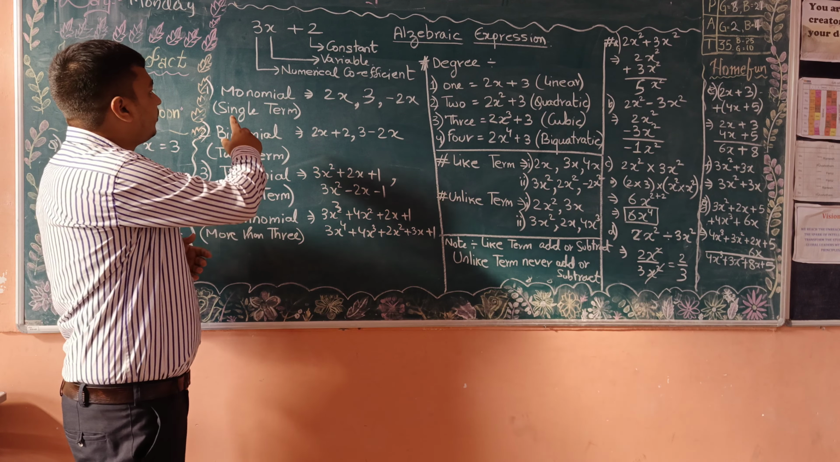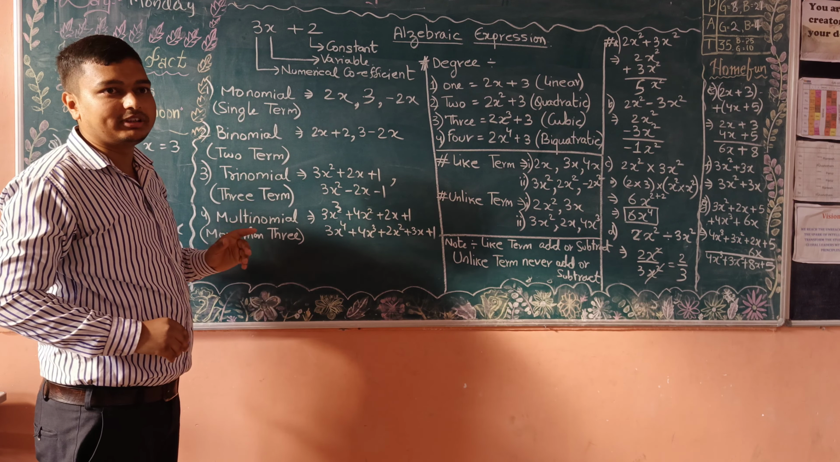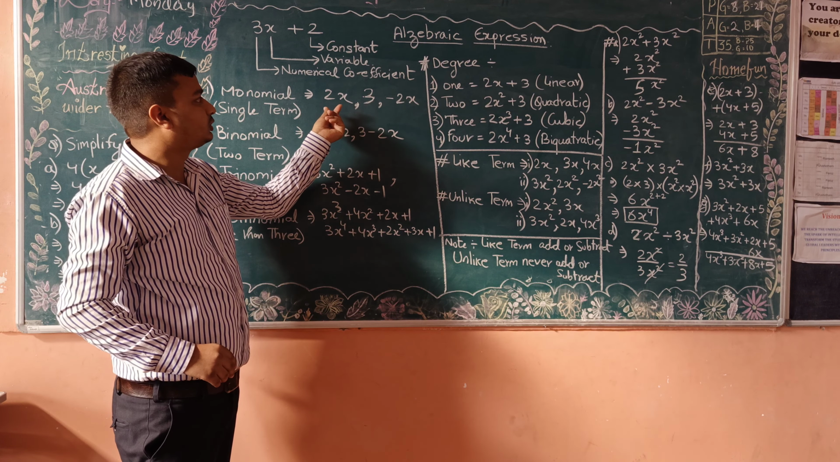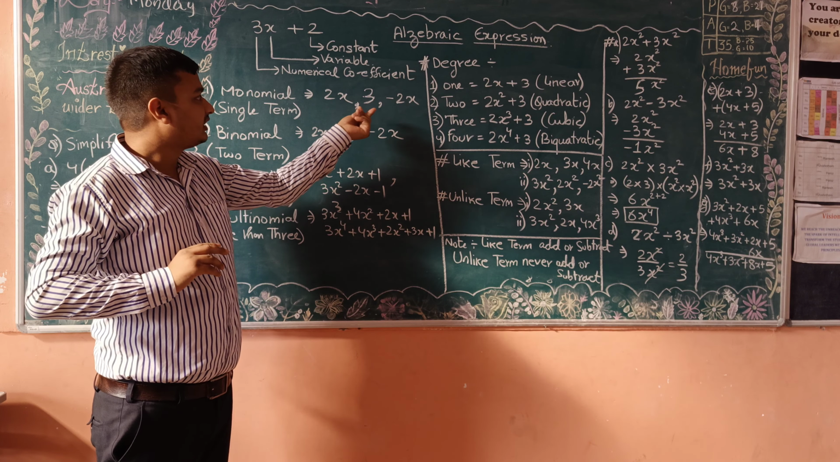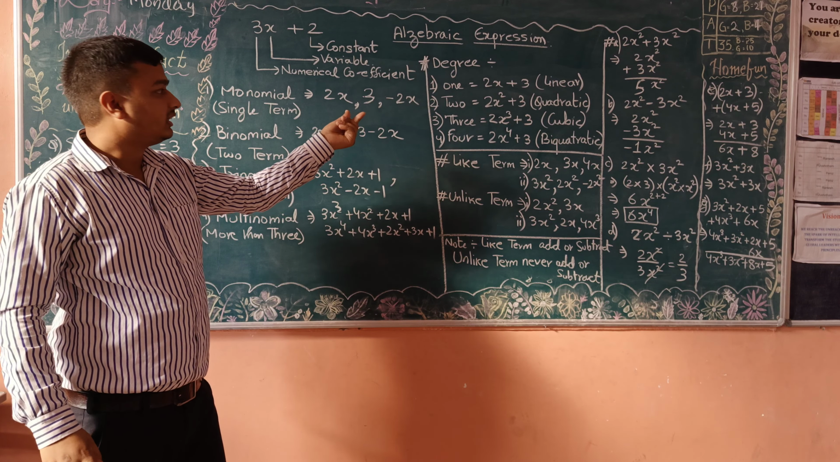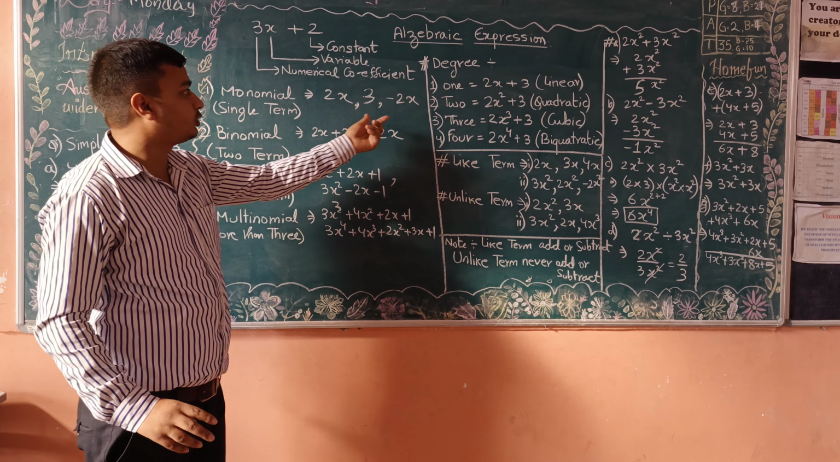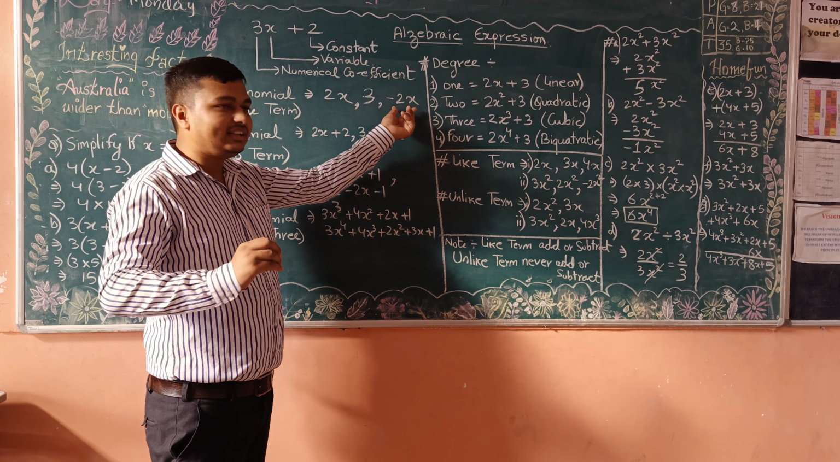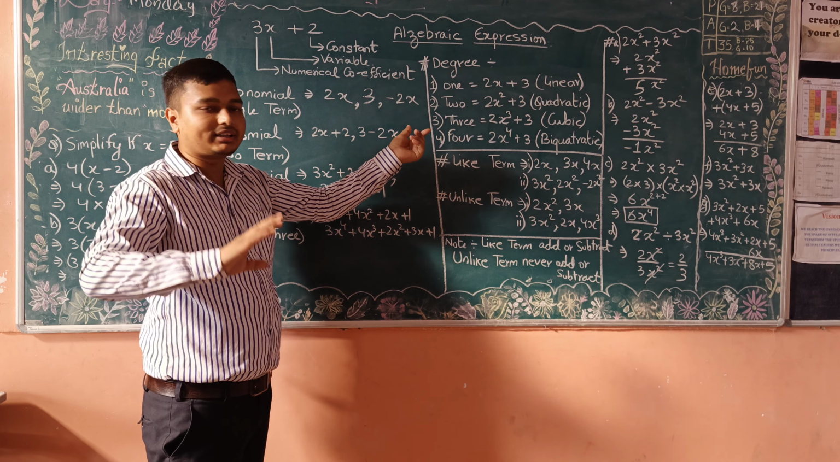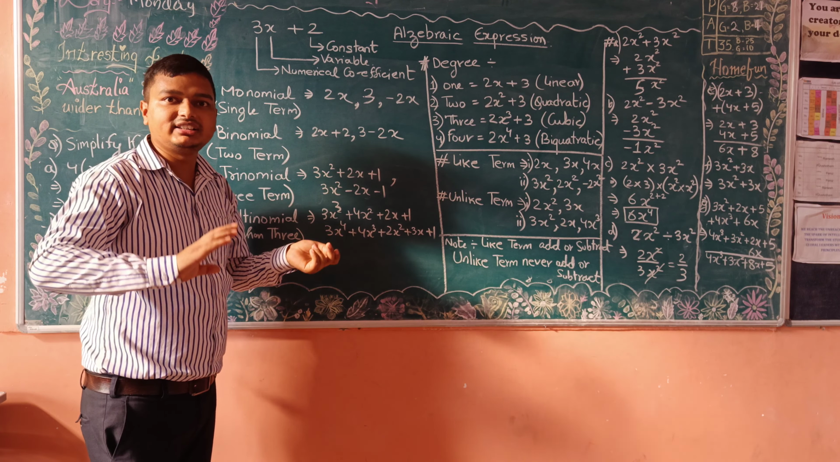Let us start with the monomial. It has only a single term, like 3x or 2x, that is only 1 term. If only 3 is written, it is also known as a monomial. Minus 2x is also a monomial expression; the sign does not matter. Minus 2x is 1 term. A constant like 3 is a monomial, and 2x is a monomial.